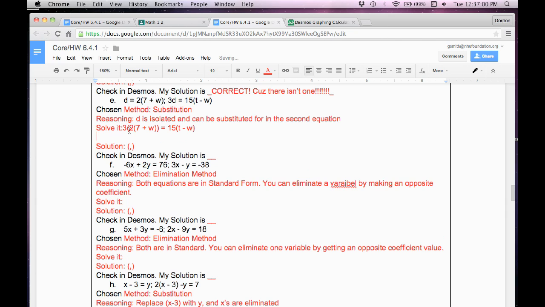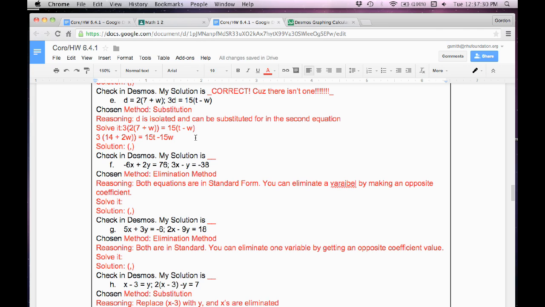We're going to first do this distribution. We're going to do 2 times 7, which is 14. So, sorry, it's going to be 3 parentheses, because 3 times 14 plus 2 times W, which is 2W, close parentheses, is equal to, and then we'll do this distribution as well. 15 times T is 15T. Plus 15 times negative W, in other words, negative 15W.